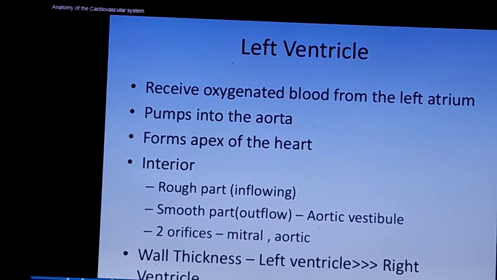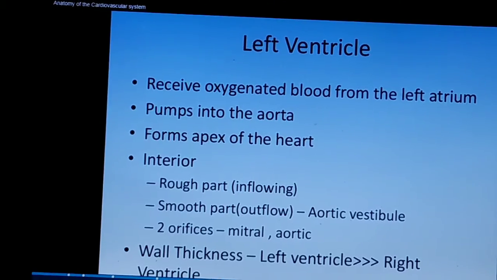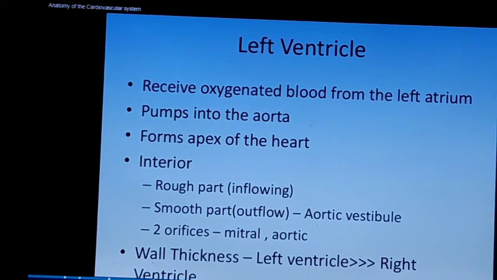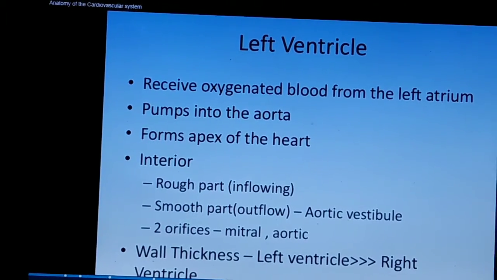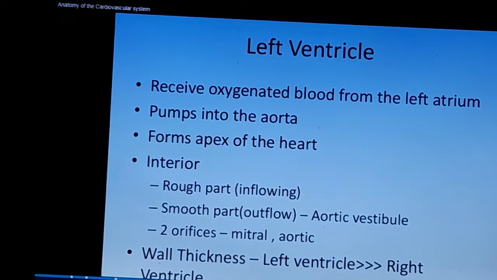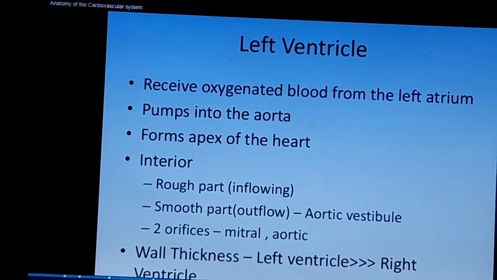Then left ventricle. The left ventricle receives oxygenated blood from the left atrium. It pumps it into the aorta and forms the apex of the heart. Anteriorly it is a rough part, with a smooth outflow part. Two orifices are there, the mitral valve and aortic valve. Wall thickness is also shown.